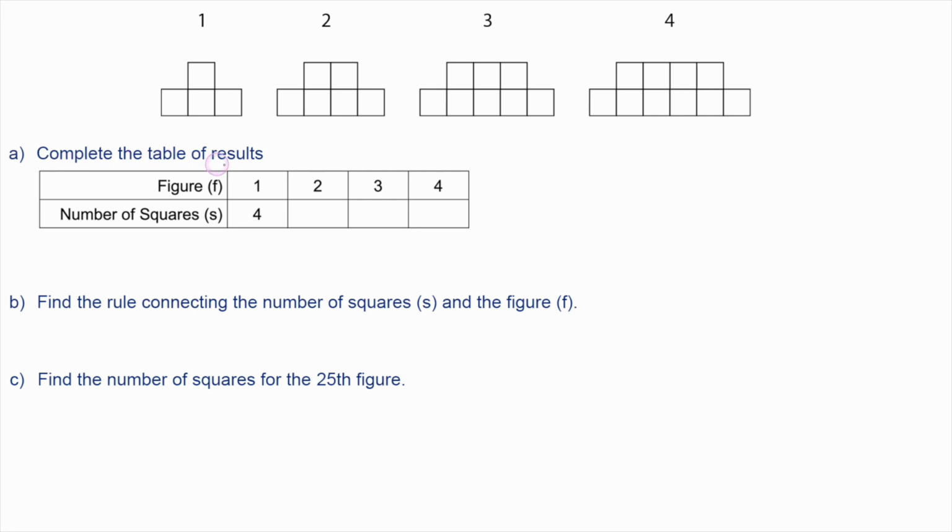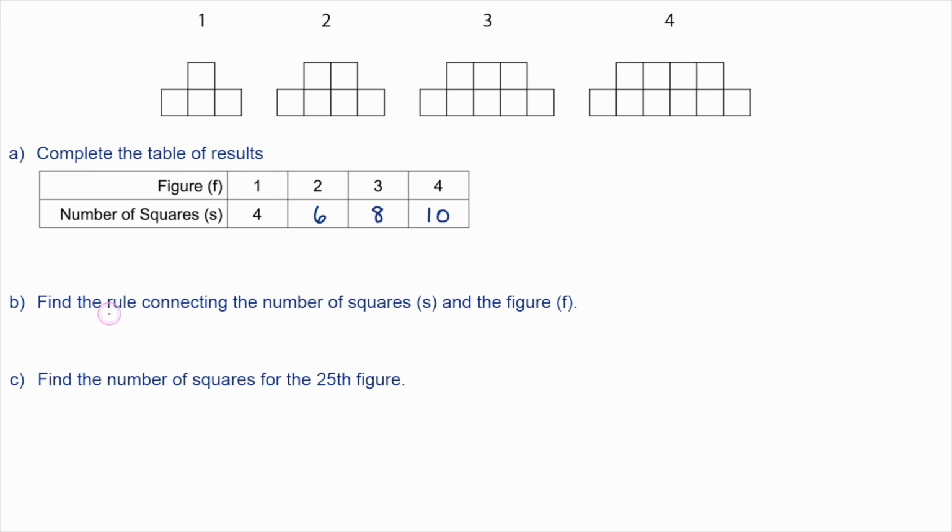So first of all, we're going to complete this table of results. For figure 1, we can see we've got 1, 2, 3, 4 squares, and we've got 4 written here. For figure 2, we've got 4, 5, 6 squares. For figure 3, we've got 5 on the bottom here, 6, 7, 8 squares. And for the fourth figure, we've got 6 on the bottom, 4 on the top, so that's 10 squares.